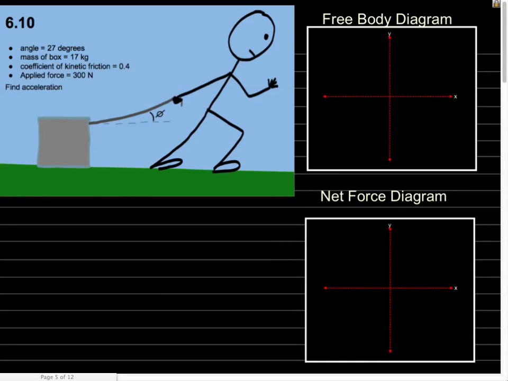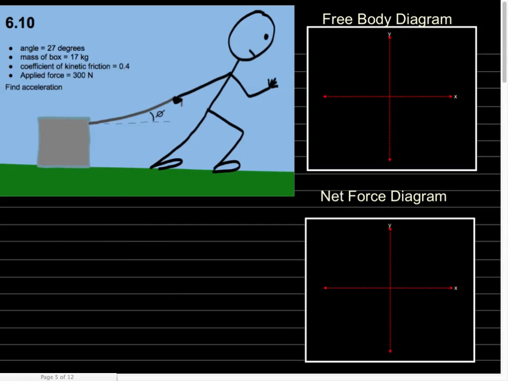All right, hello and welcome to problem 6.10, the problem of the guy pulling a box along the grass. Let's take a look at this problem. The problem asks us to find the acceleration. Well, we know that acceleration is equal to net force divided by mass. So first we need to find the net force on the guy.